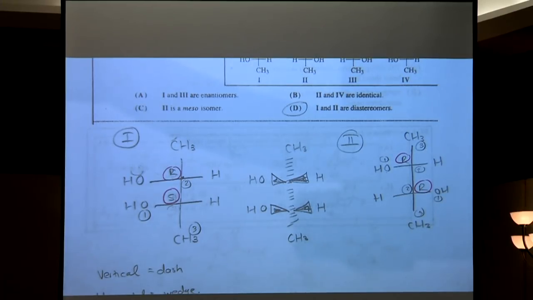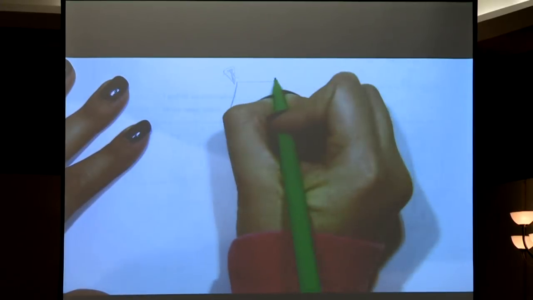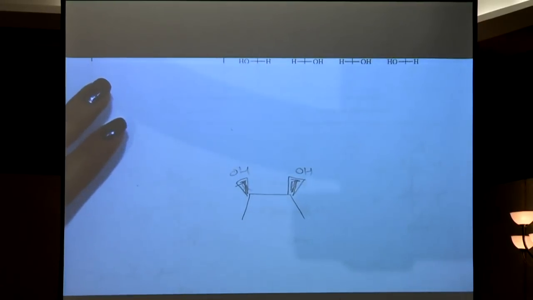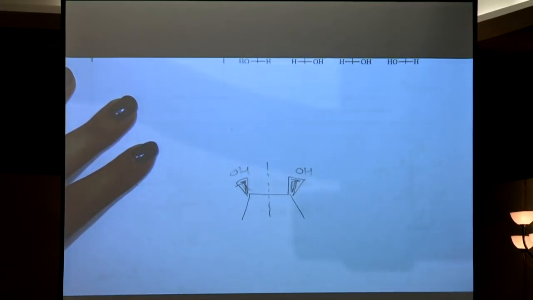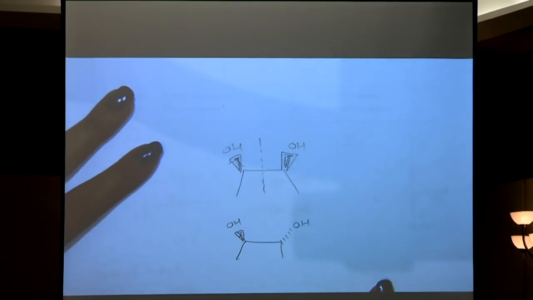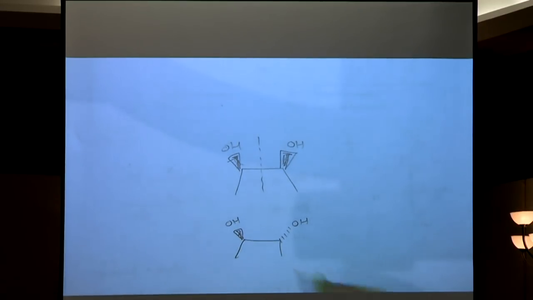Okay, so if it wasn't a ring, if it was just something like that, right? You can draw a line of symmetry, meso, but then if you had that where they're kind of like opposite to each other, you can still rotate this bond and make it a meso. So it really depends. As long as you can draw a line of symmetry in the middle and both halves are the same, it's a meso compound.